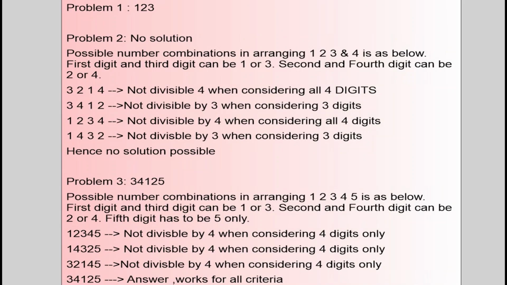And then for the problem 1, 2, 3, for problem 1, the number would have been 1, 2 and 3. Problem 2, there is no solution. As you can see, I've worked it out. And then problem 3, your number would be 34,125, as obviously I've worked out the other ones as well.